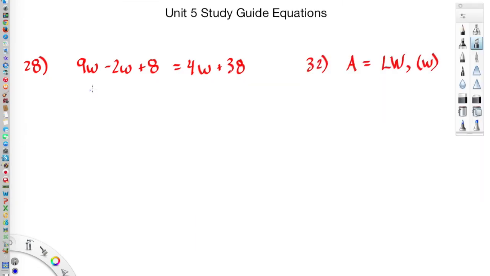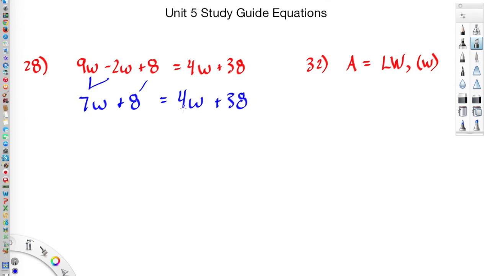I have a multi-step equation here with a variable on both sides, number 28. It's 9w minus 2w plus 8 is equal to 4w plus 38. Well, I need to combine like terms. 9w minus 2w is 7w plus 8 is equal to 4w plus 38.